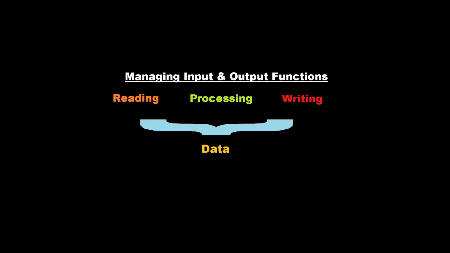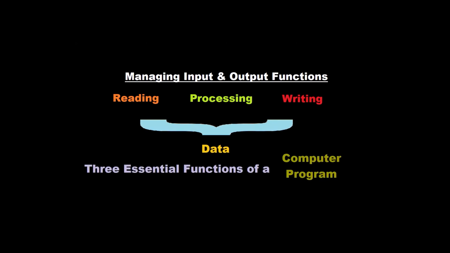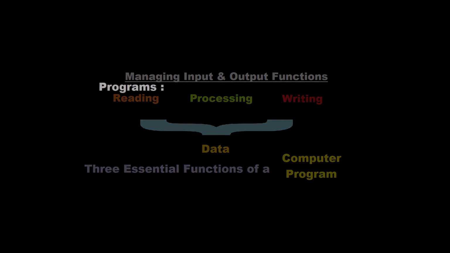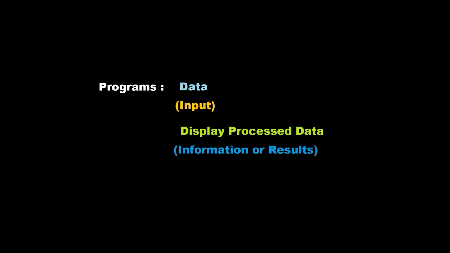So let's start. Reading, processing, and writing of data are the three essential functions of a computer program. Most programs take some data as input and display the processed data, often known as information or results, on a suitable medium. In our earlier videos, we have discussed two methods of providing data to the program variables.